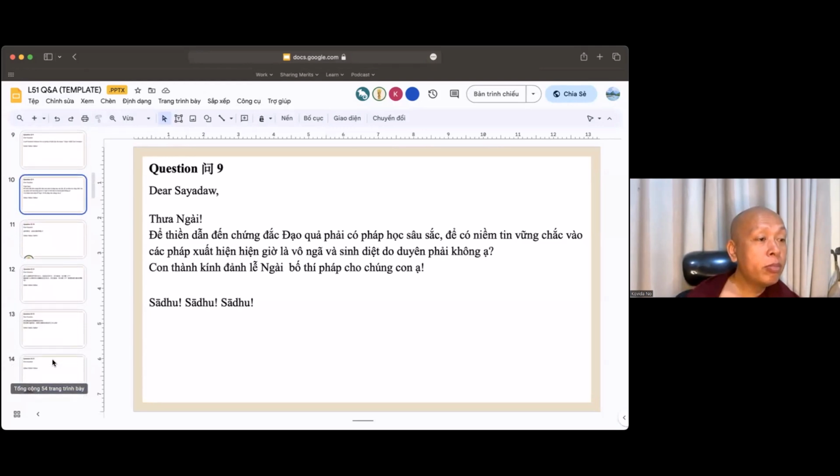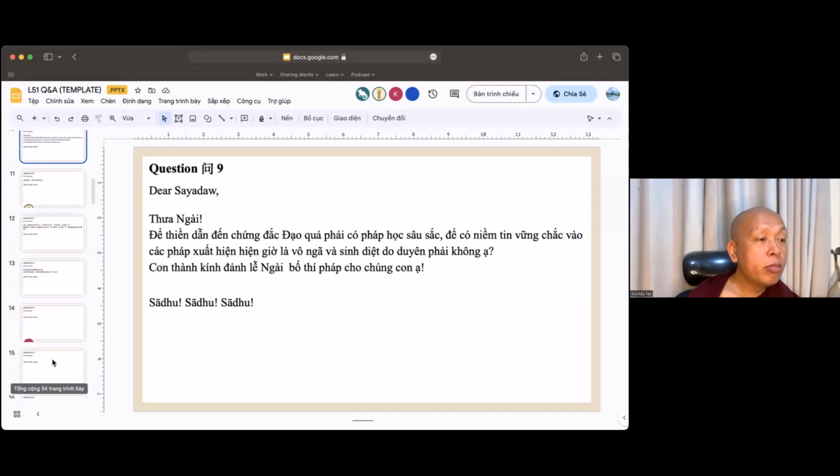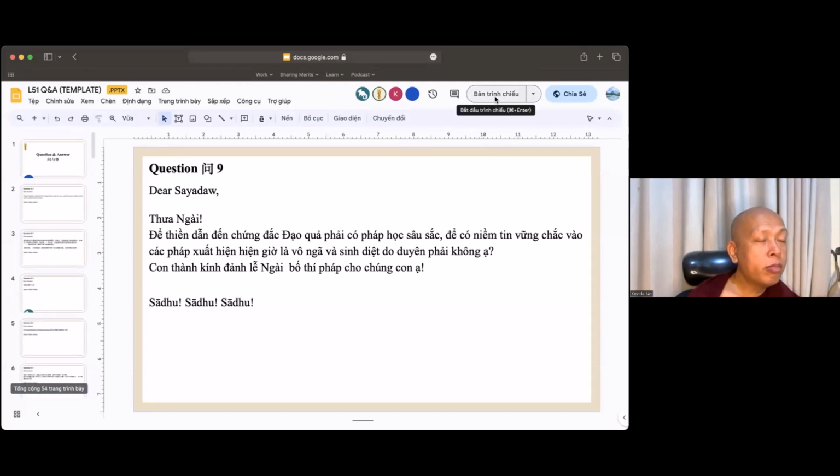So to be able to attain Magga and Phala, we need to study the pariyatti, and also we have to have confidence about the practice.